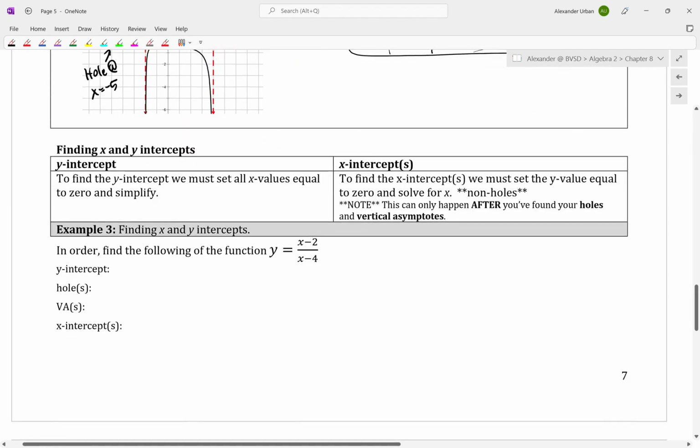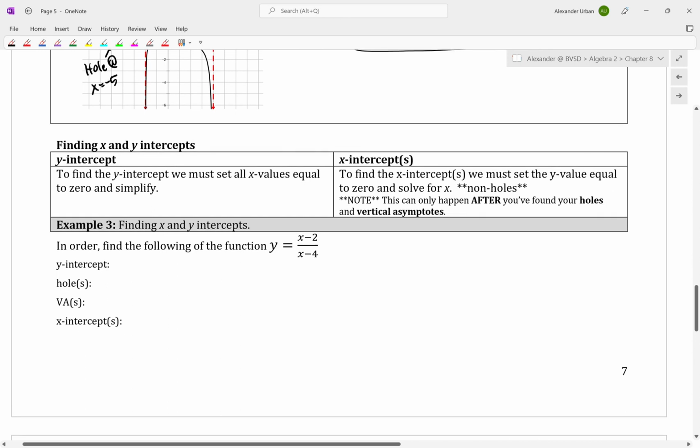Now, our last component here that we have to learn or relearn is finding x and y intercepts. To find a y-intercept, we make x equals 0, and then we solve for y.